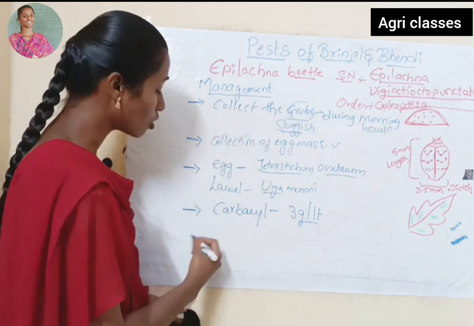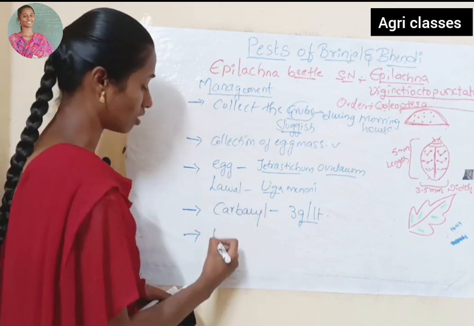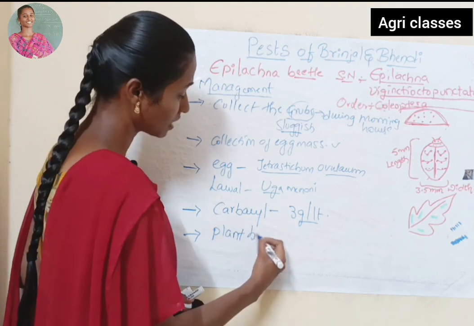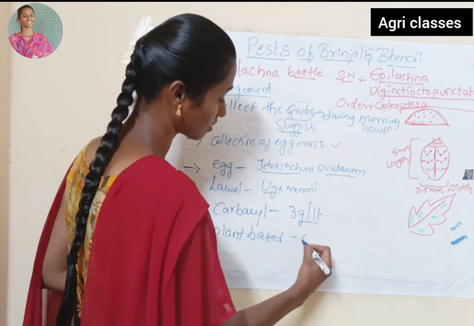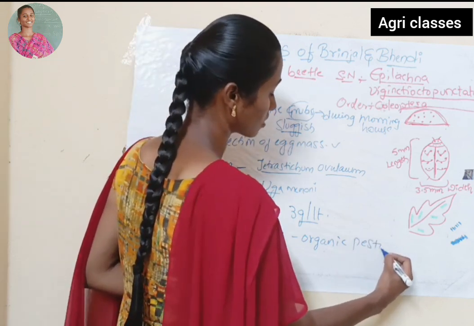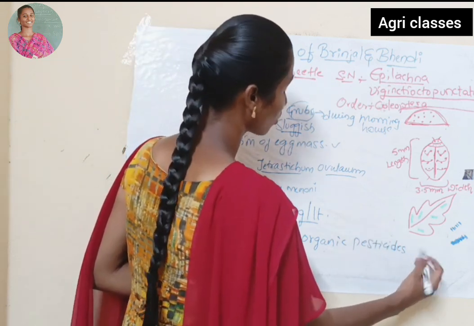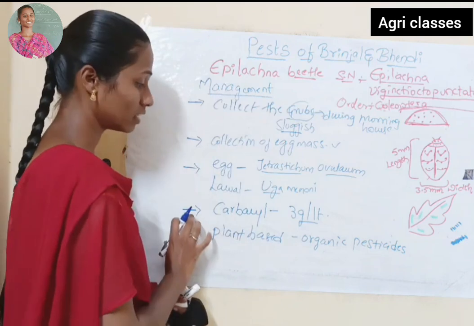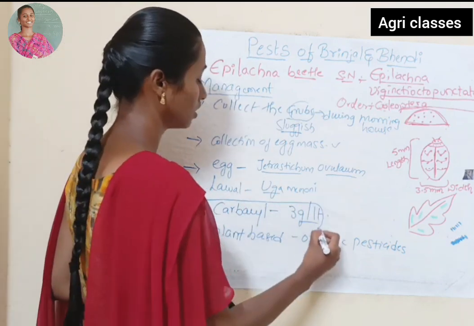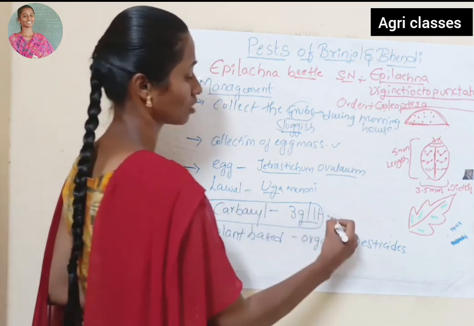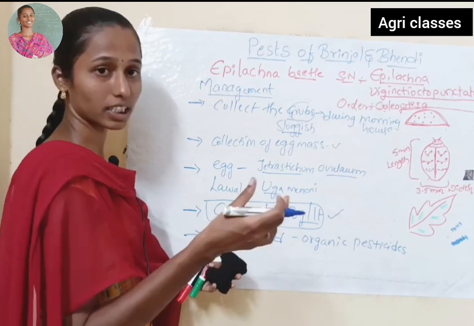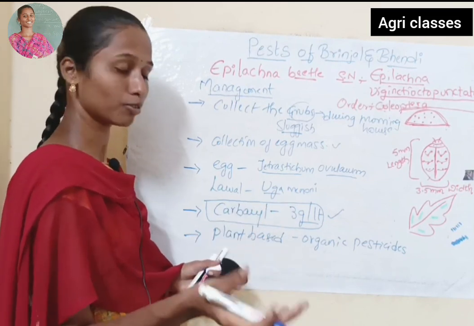Other methods we can also use are plant-based organic chemicals. Plant-based organic pesticides will also control the pest. Okay. So after all the methods, if we can't see any control, then we will go with application of chemicals. Okay. So this is about management of Epilachna beetle. Next I will discuss the brinjal shoot and fruit borer.